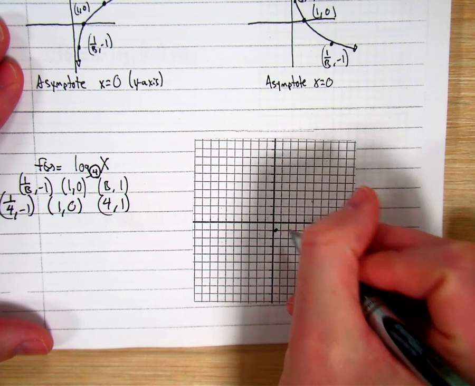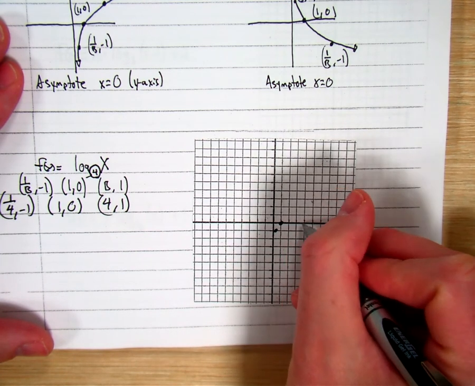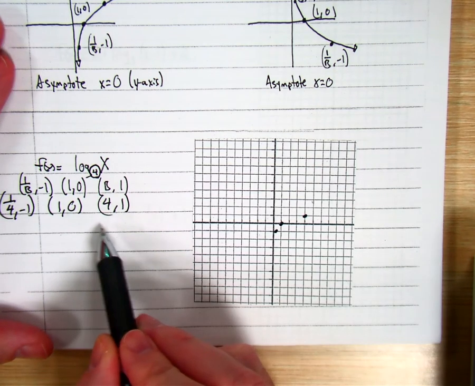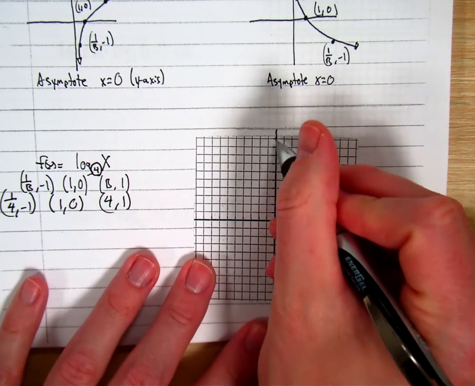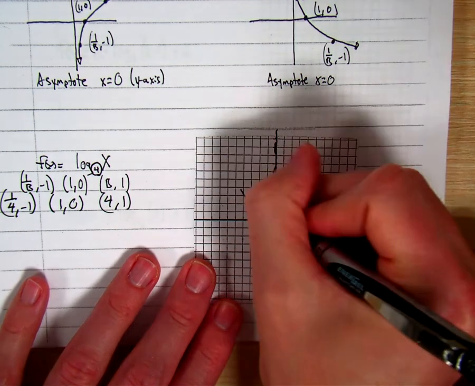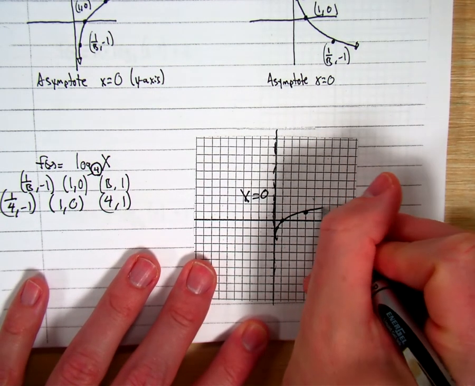Okay, so 1/4, negative 1. Do the best you can. 1, comma, 0. And 2, 3, 4, comma, 1. All right, we talked about this time it's going to have a vertical asymptote. So here's our asymptote on the y-axis. We didn't have to move it at all. X equals 0 there.